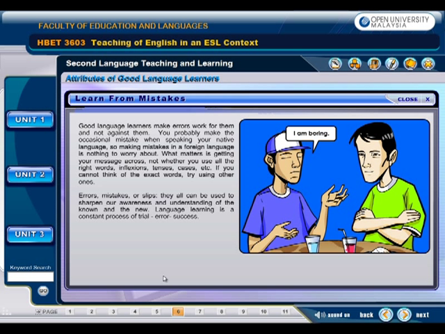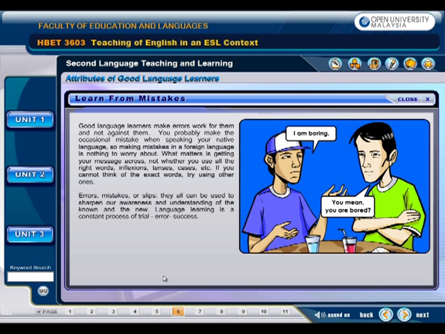Good language learners make errors work for them and not against them. You probably make the occasional mistake when speaking your native language, so making mistakes in a foreign language is nothing to worry about. What matters is getting your message across, not whether you use all the right words, inflections, tenses, cases, etc. If you cannot think of the exact words, try using other ones.